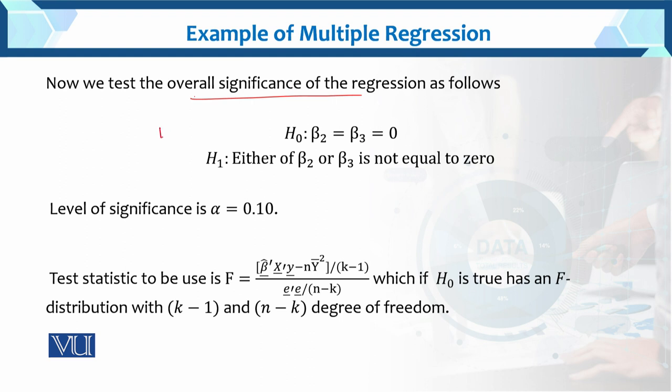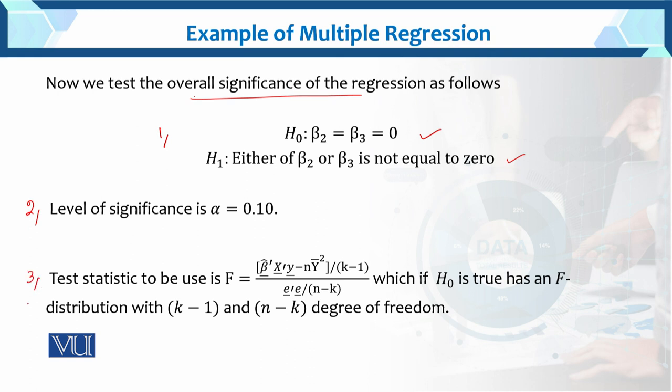First step, construct the hypothesis. First humne hypothesis construct ki hai, beta 2 equals beta 3 equals 0, and the alternative hypothesis either of beta 2 or beta 3 is not equal to 0. This is the hypothesis. Second step is the level of significance, so alpha which is equal to 0.10. It means ki hum 90% confident hain aur hamare paas alpha hai 10%.